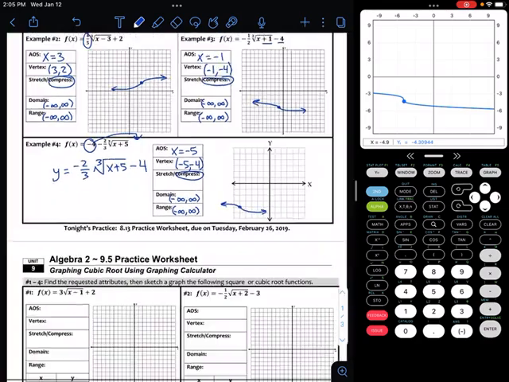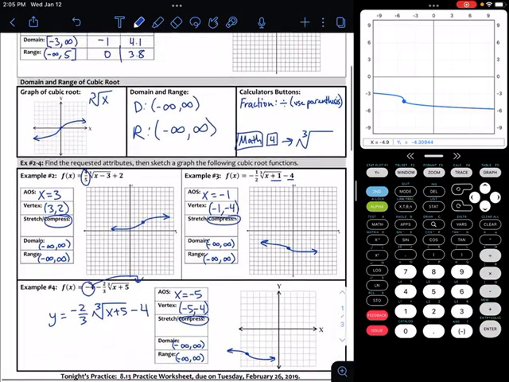All right, guys, so that's some work on how to graph the cube root function. Hope that helped, and good luck as you get mathy.